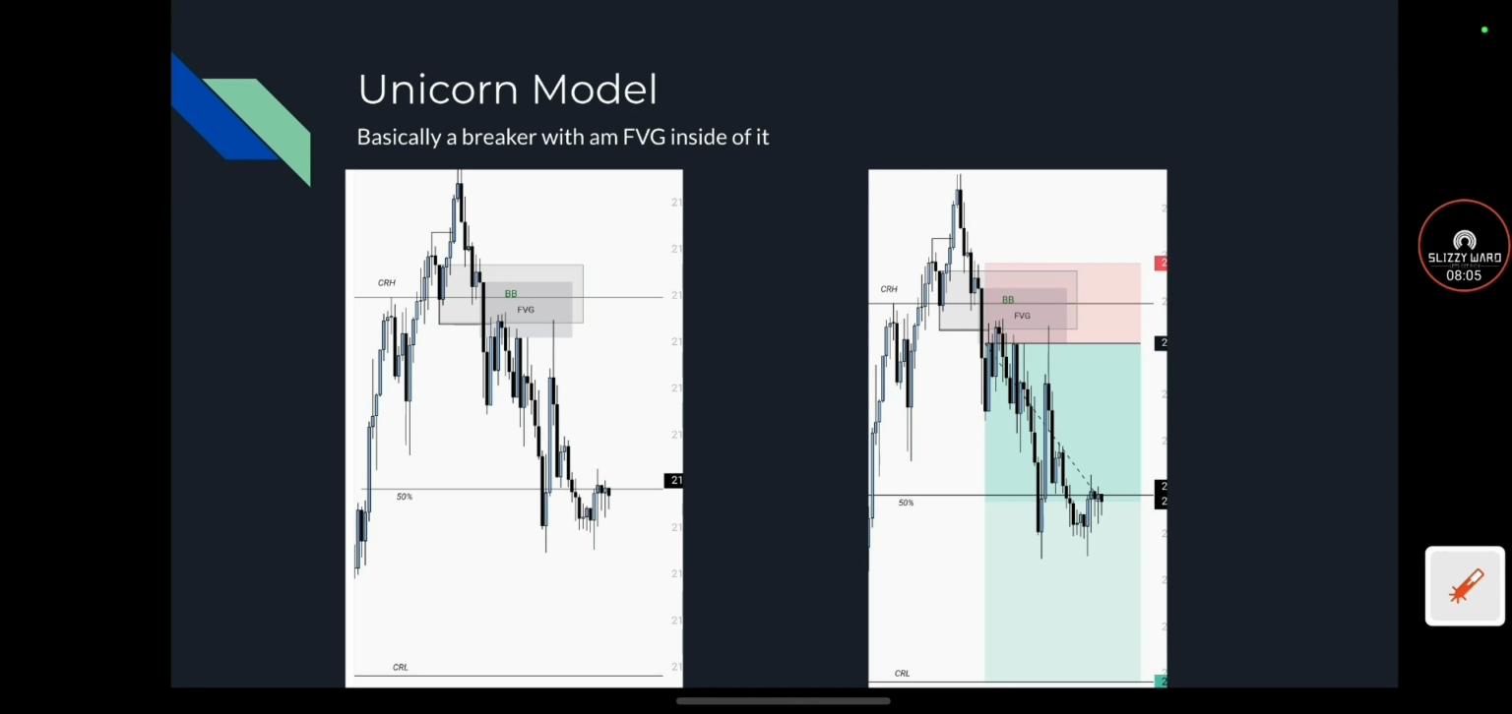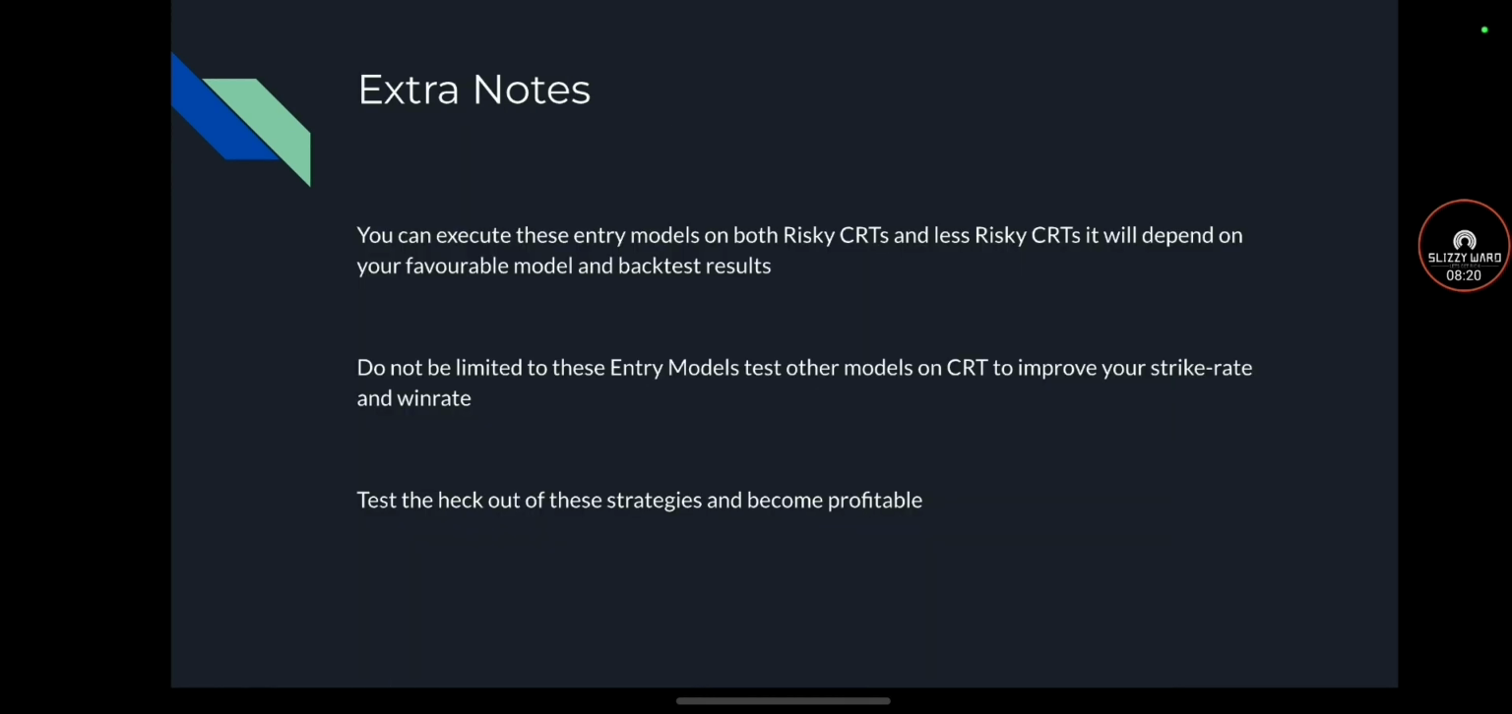So now let's move to the last section of the video. Extra notes. You can execute these entry models on both risky CRTs and less risky CRTs. It will depend on your favorable model and backtest results. You should backtest these entry models and see which one is favorable for you. I will be providing more entry models in the channel in the future as I also backtest to improve my strategies. Do not be limited to these entry models. Test other models on CRT to improve your strike rate and win rate.